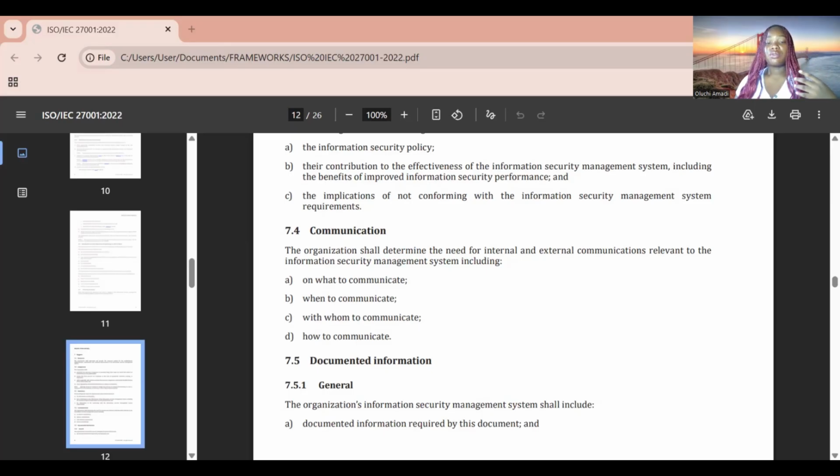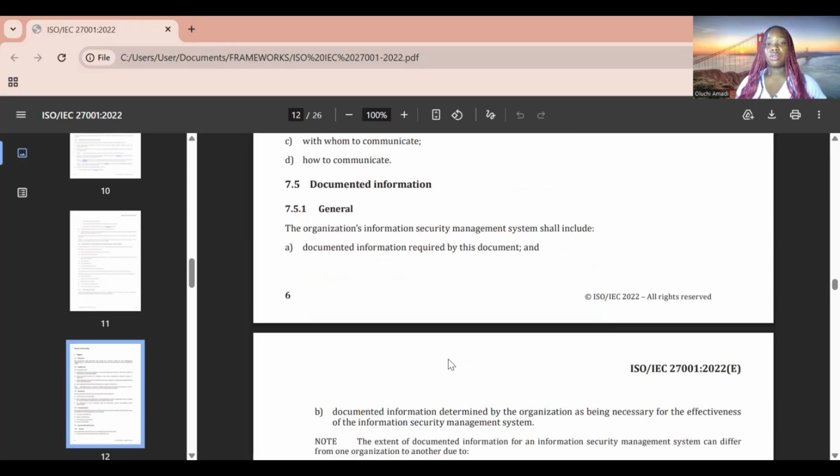Then 7.5 has to do with documented information. So this is like a general document, where I used to call it a document control plan. It's like a document that will have all the documents that you use in your information security management system. It also makes it easy for an auditor to access all the documents. Instead of sending them one after the other, I can just develop a document control plan that you just send to the auditor, and this document has to be stored very well because it has almost all the information, everything that you guys did in the information security management system.